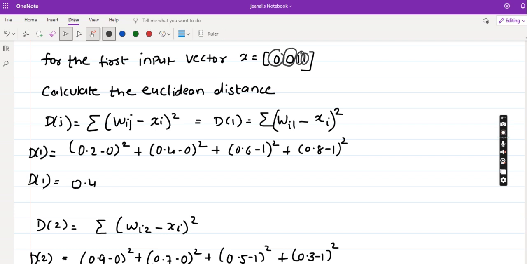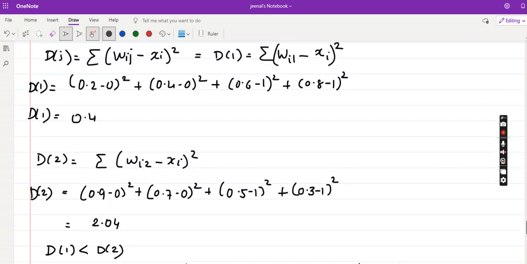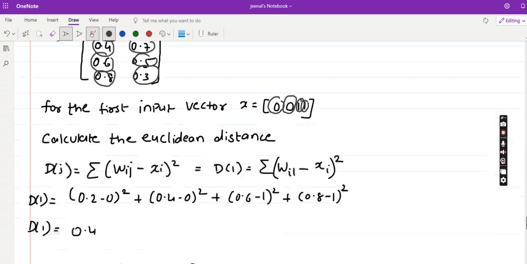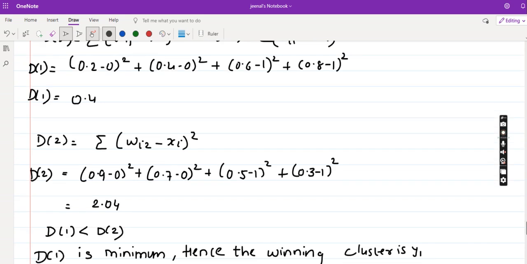J is equal to 1, so D1 is equal to 0.4. With the same pattern, I will calculate with respect to the second output neuron. So I will consider the second weights, which are 0.9, 0.7, 0.5 and 0.3. So with the same input pattern and the second column of the weight matrix, I'll calculate D2. Now see the value of D1 and D2. D1 is 0.4 and D2 is 2.04. So D1 is lesser, which is the minimum Euclidean distance.